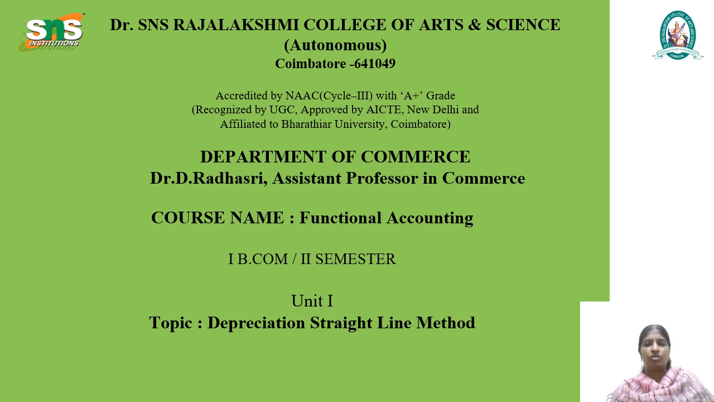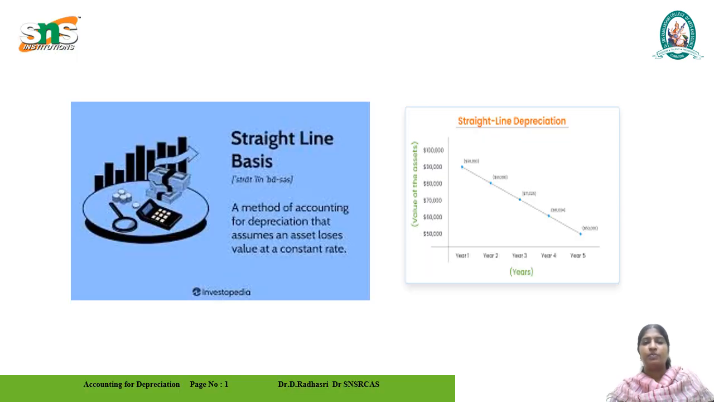Today we are going to see about functional accounting. In functional accounting, we are going to see about depreciation by the straight line method. Let me explain what the straight line method is. The straight line method is a method of accounting for depreciation that assumes an asset loses value at a constant rate.